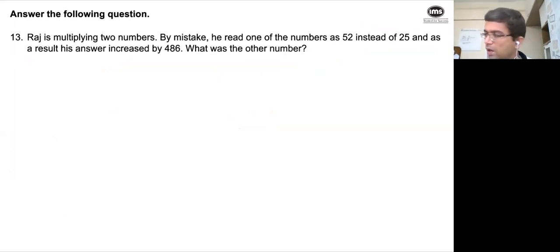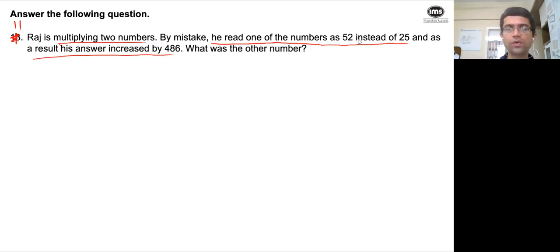Very easy ones. Raj is multiplying two numbers. This is question number 11. By mistake, he read one of the numbers as 52 instead of 25. Silly mistakes. All of us are good at silly mistakes, right? So Raj is one of us. He also does silly mistakes. As a result, his answer increased by 486.